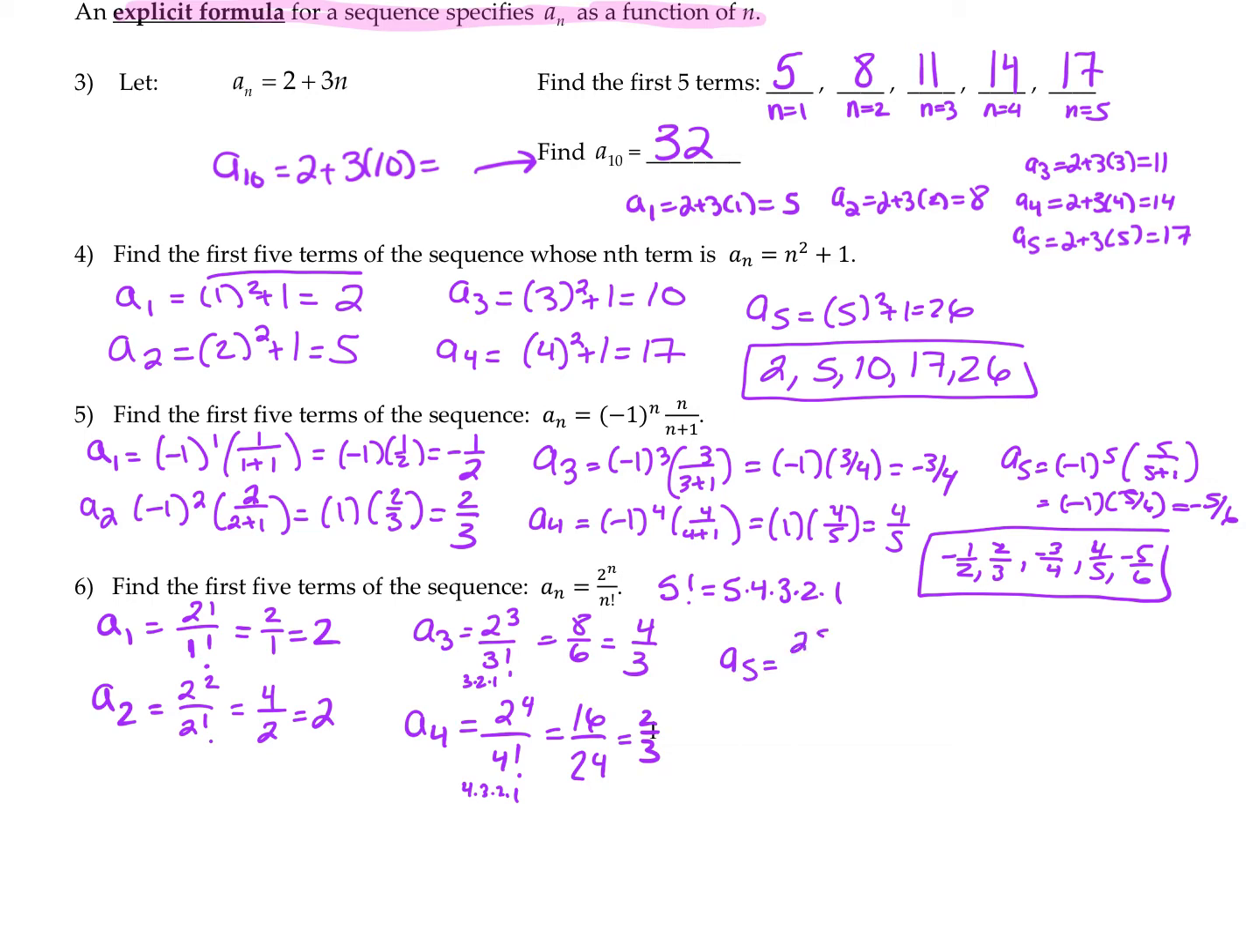A5 is 2 to the 5th over 5 factorial, so that'd be 32 over 5 times 4 times 3 times 2 times 1, which would be 20 times 6, which would be 120, which will reduce to 4/15. So this sequence would be 2, 2, 4/3, 2/3, 4/15.